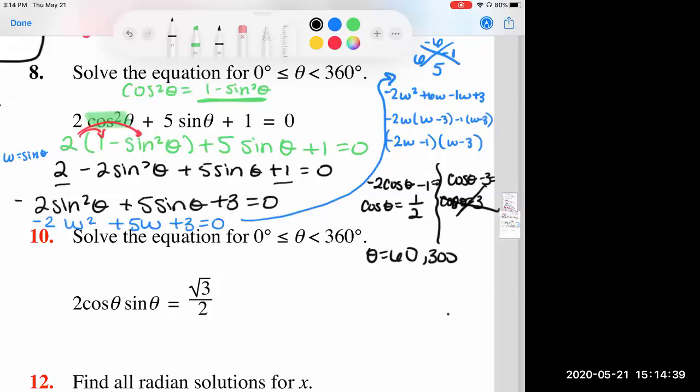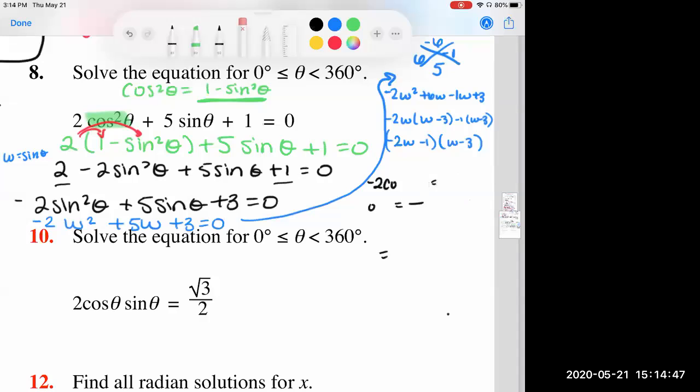Professor, how come you changed it to cosine when we were doing sine? Because I'm on drugs. Because I made a mistake and my brain wasn't working. It should be sine. But our work is not wrong. No, I'm not on drugs.